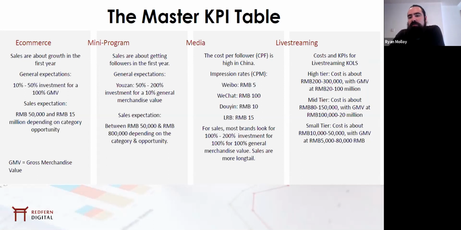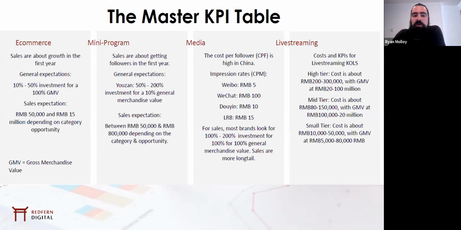So the lowest we've probably seen on a Tmall store would be around 50,000 RMB a month. And then the highest 15 million in the first year. So some brands obviously take off very well and do quickly, but there is a big variation depending on price points as well. Mini programs are generally a little bit harder.